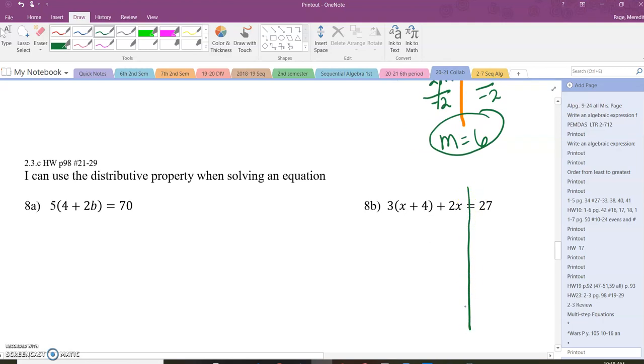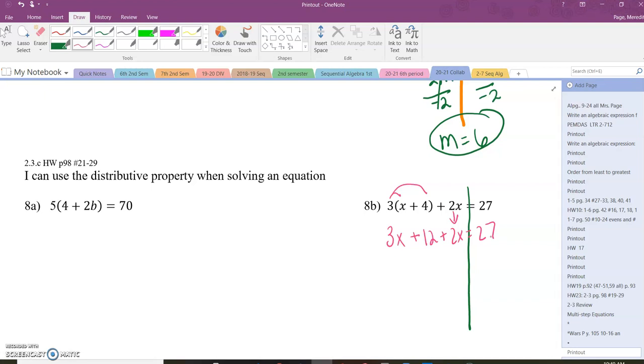So the first thing I notice, whenever you see parentheses, you always need to get rid of those first. So I am going to clear my parentheses by distributing. 3 times x is 3x, and 3 times positive 4 is 12. Don't forget to bring this 2x down. Now I'm left with 3x plus 12 plus 2x equals 27.